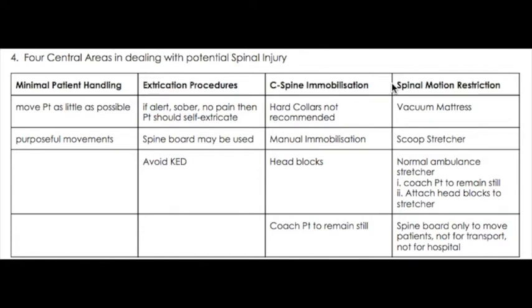The third preference is a normal ambulance stretcher. Coach the patient to remain still and attach head blocks to the stretcher. The spine board should only be used to move the patient. It shouldn't be used for transport, and it shouldn't be used in the hospital. If a patient does arrive on a spine board in the hospital, they should be log rolled onto the hospital stretcher and head blocks applied.